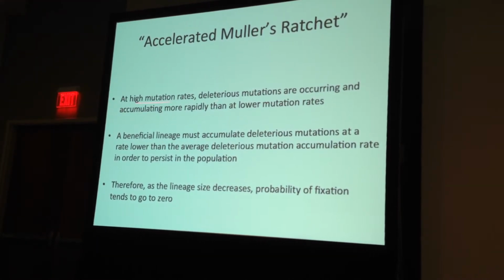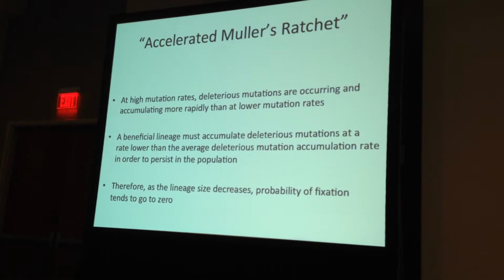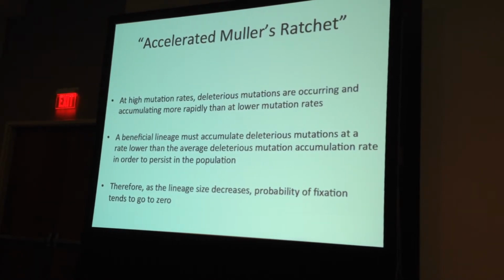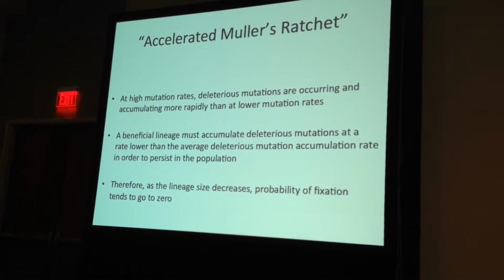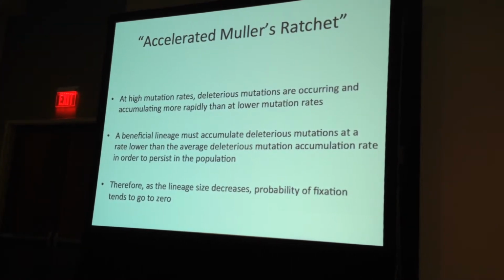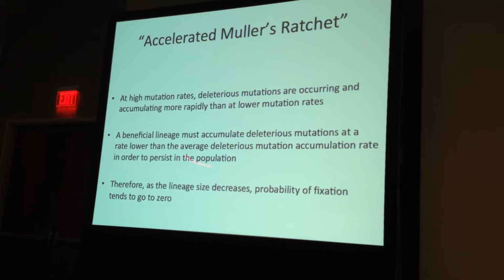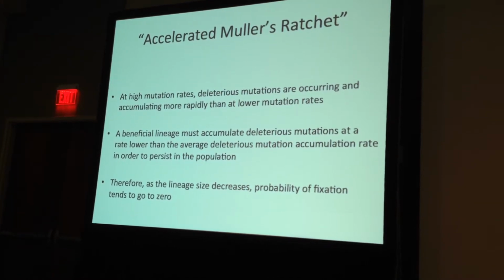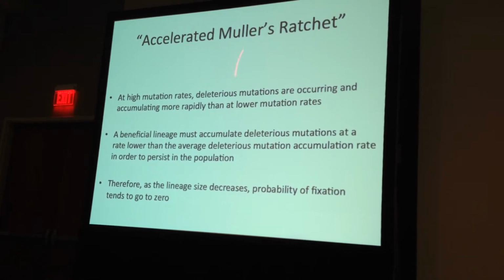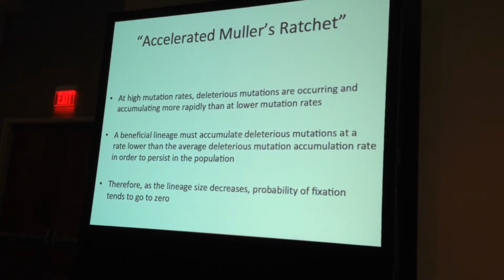Since this beneficial lineage that arises is going to be much smaller in size compared to the rest of the population, it's going to suffer what we call an accelerated Muller's ratchet. So Muller's ratchet is going to operate much faster in this small lineage. And that's why we think there's a frequency dependence, or starting lineage size dependence, when it comes to the fate of beneficial mutations in very high mutation rate populations.